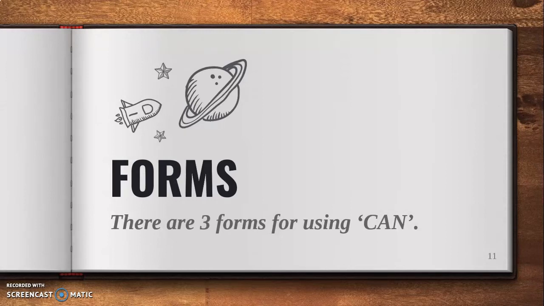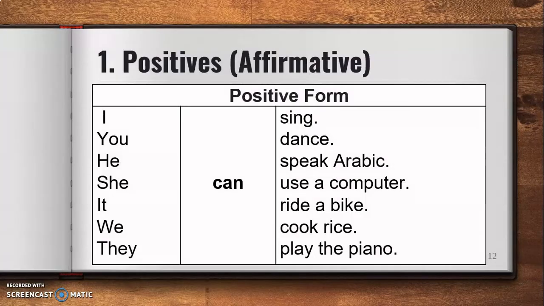There are three forms for using the verb can. Let's see them one by one. I'm going to give you detailed examples here. First, positive or affirmative sentences. So this is the form. I can sing, he can dance, he can speak Arabic, she can use a computer, it can write, we can cook rice, they can play the piano.